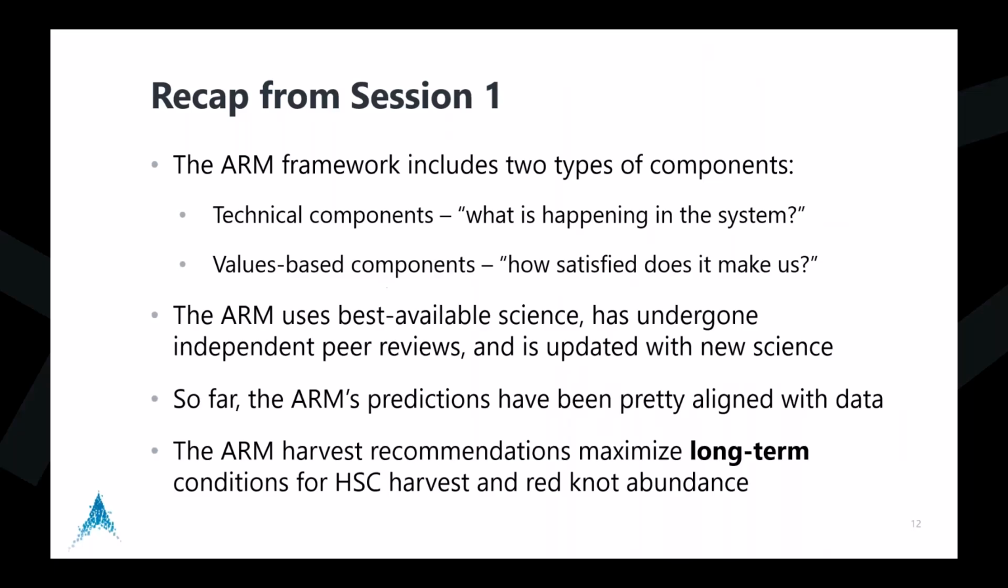And then, a final reminder that we'll talk about a lot today is that the recommendations and decisions coming out of the ARM framework are trying to maximize the long-term conditions for both horseshoe crab harvest and red knot abundance. Not just the short-term gains, but really taking that long view of how we can have a sustainable horseshoe crab fishery over the long term and meet these ecosystem needs as well.